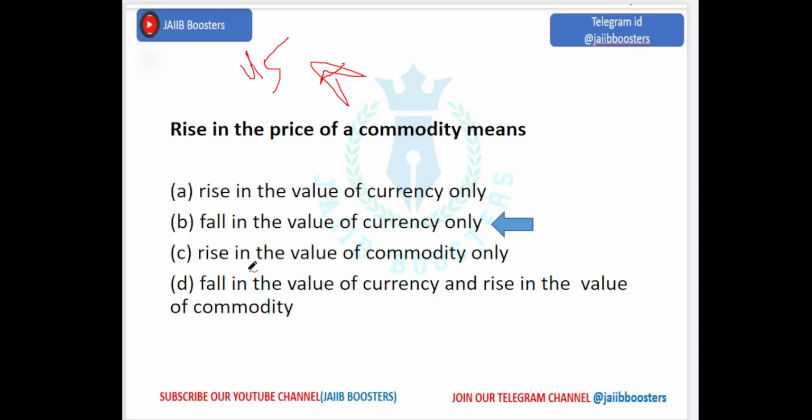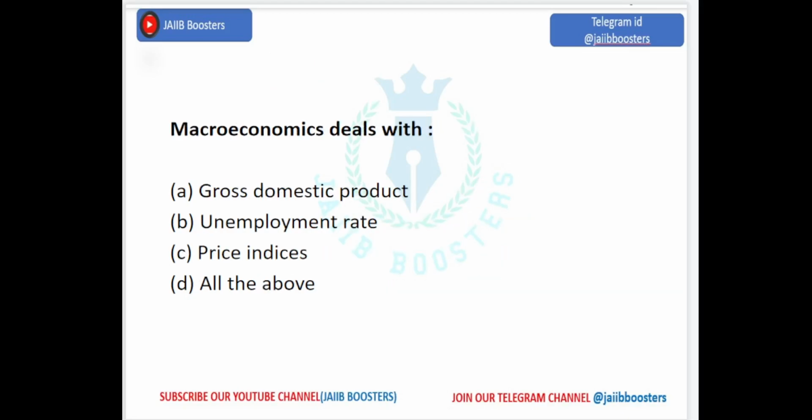That means the commodity value has decreased? No, we can say here fall in the value of currency only, meaning the value of the currency has changed, because for preparing that commodity, the goods we used previously, we are going to use the same goods now also. The commodity value may vary, but when the price is increasing, the value of the currency is decreasing. Okay, remember it.